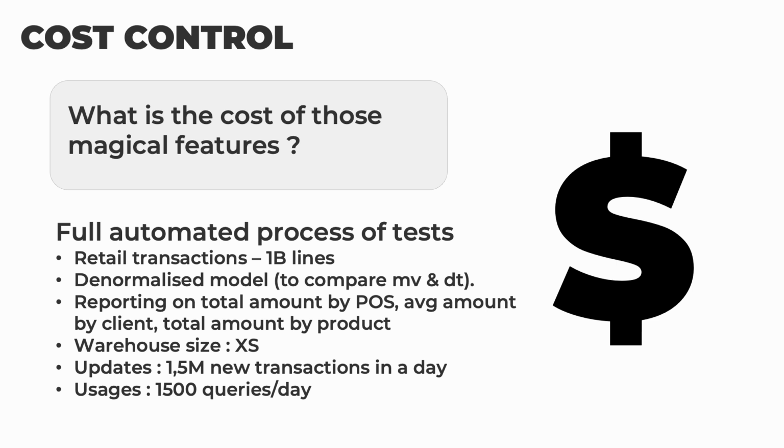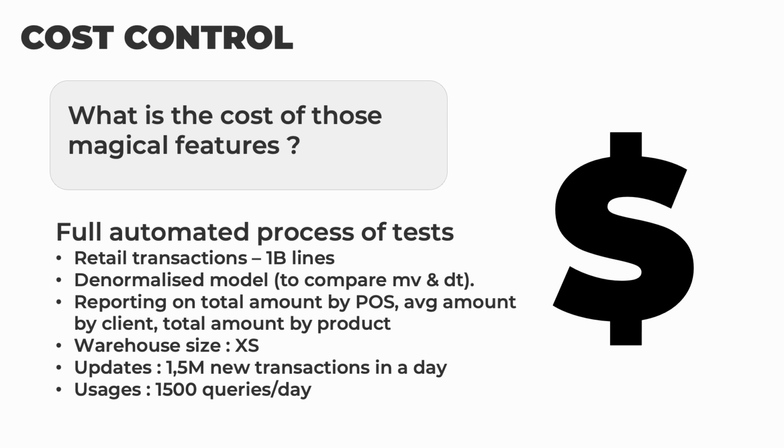This test protocol is based on transaction and sales data from the retail market. There are 1 billion rows in the fact table at the start of the process. We use a denormalized, flattened model to be able to compare MV and DT. As you may know, MVs cannot work on joins. We'll talk about it later. The DTs do support joins, but we're on a denormalized model to be able to make comparisons. The queries we use are reporting type queries, of course, where we query the amount sold per point of sale, or average amount grouped by customer, a kind of average basket. For warehouse size, we're working on extra small.